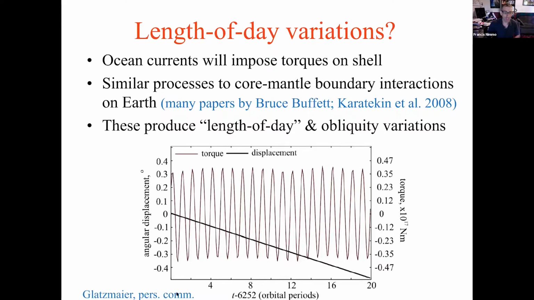And so this is a calculation that Gary Glatzmeyer did a long time ago, looking at the torque that the ocean currents are producing on the shell. And the important point here is that these torques don't actually sum to zero. You get a steady torquing of the shell over time. And so in principle, this kind of steady torquing is the kind of thing that you might actually be able to look for.